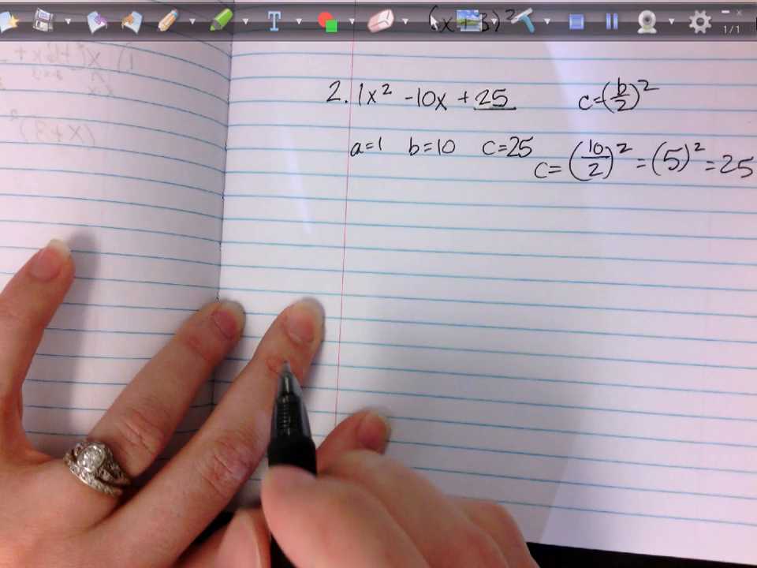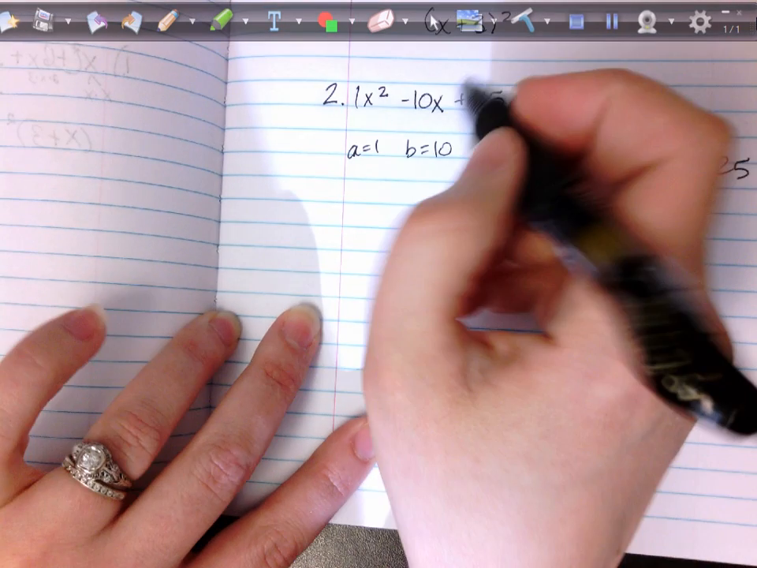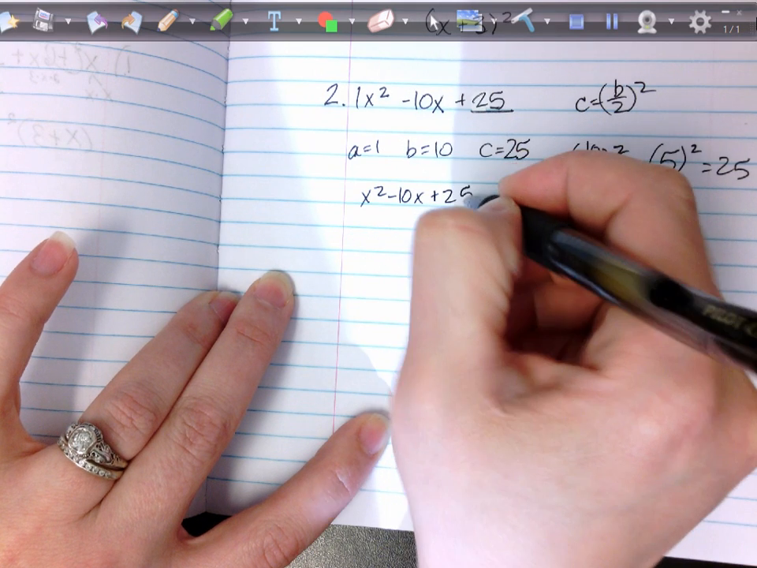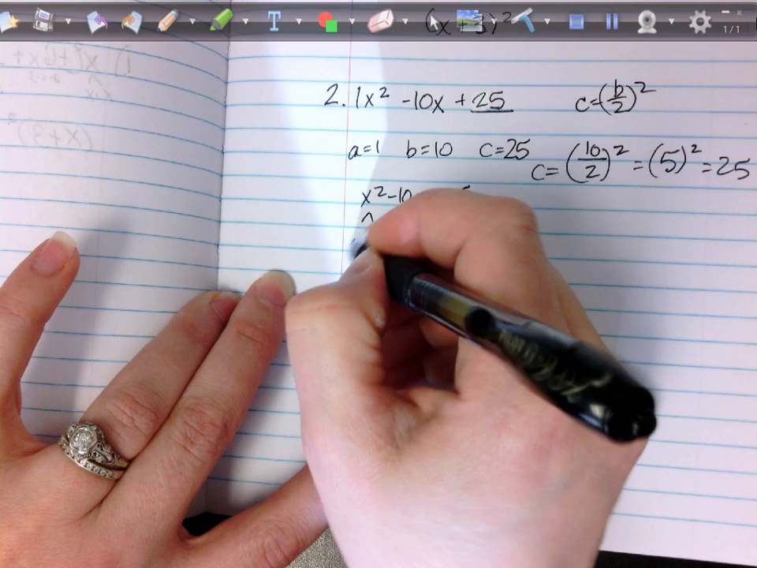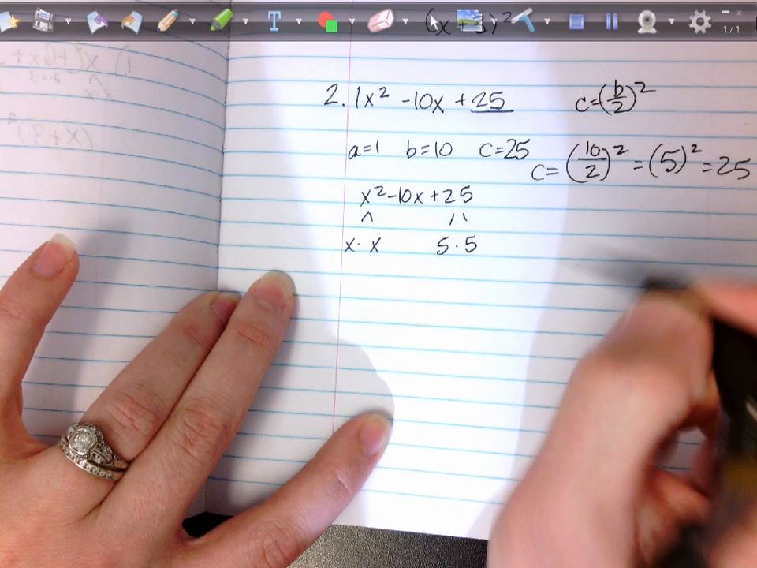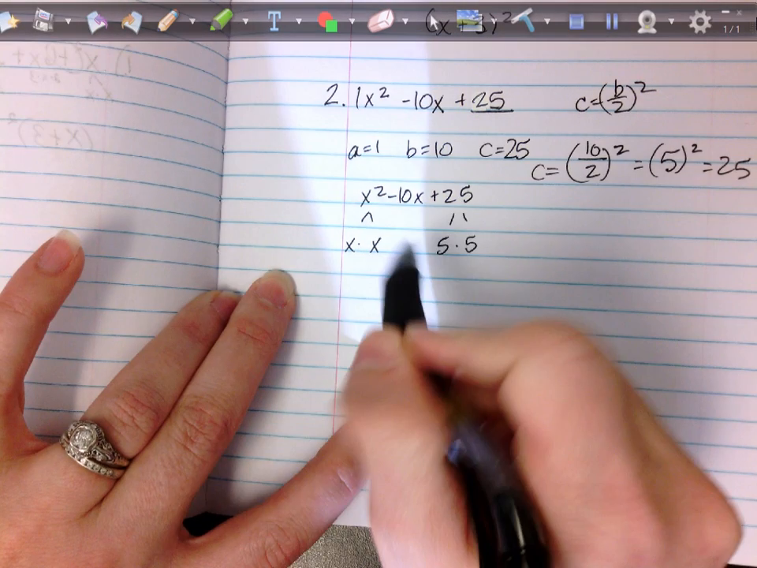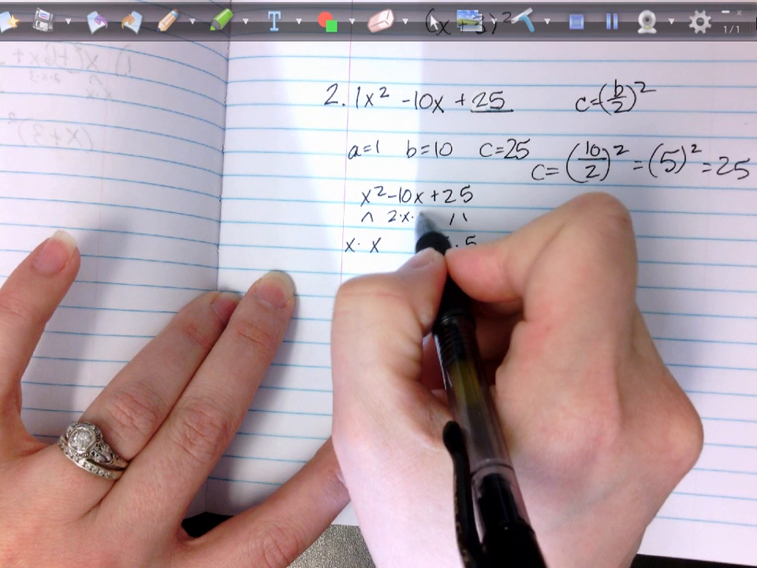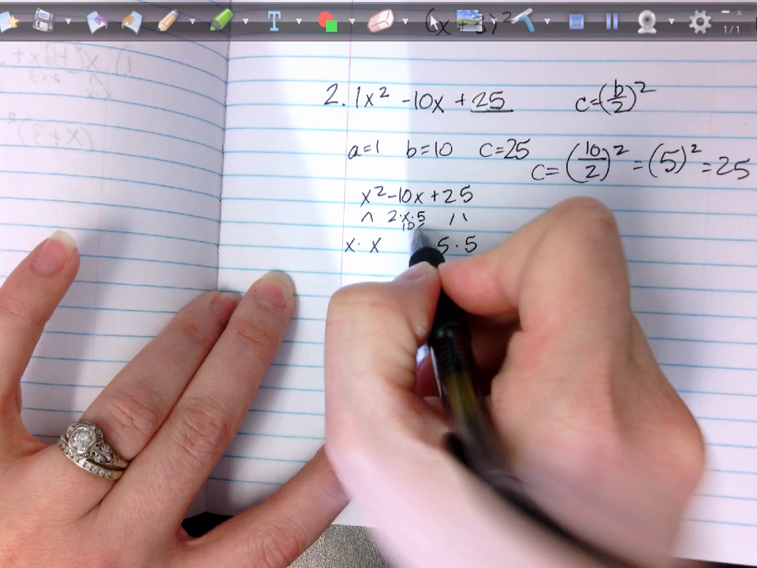And then I'm going to factor this quadratic. So x squared minus 10x plus 25. My x squared breaks down to x times x, and my 25 breaks down to 5 times 5. And I know, because this is a perfect square, that my middle term is going to check out. 2 times x times 5 does equal 10x.